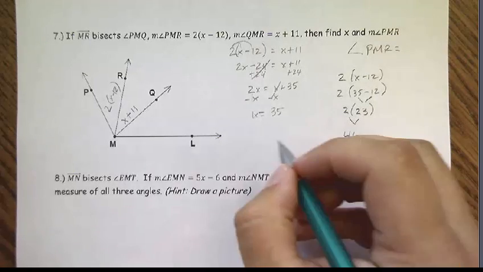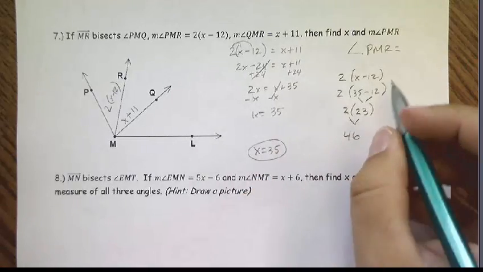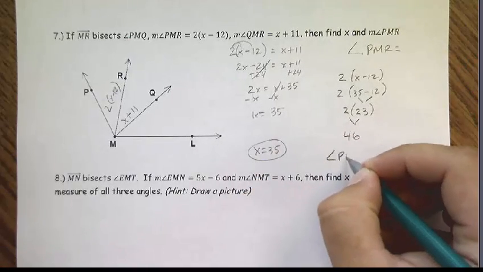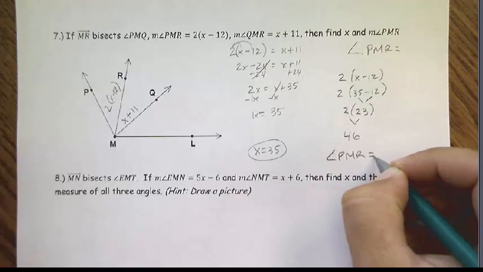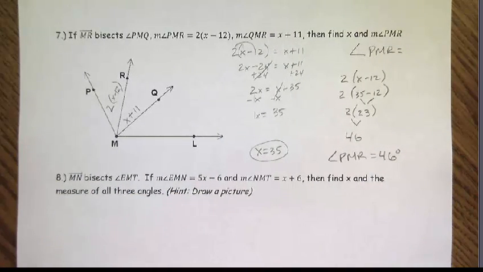46. So I have my x equals 35, and then I have what my angle PMR, and that equals 46 degrees. Okay, so inside PMR, that's 46 degrees. All right, guys, I want you to practice that for 8 and 9. Good luck.